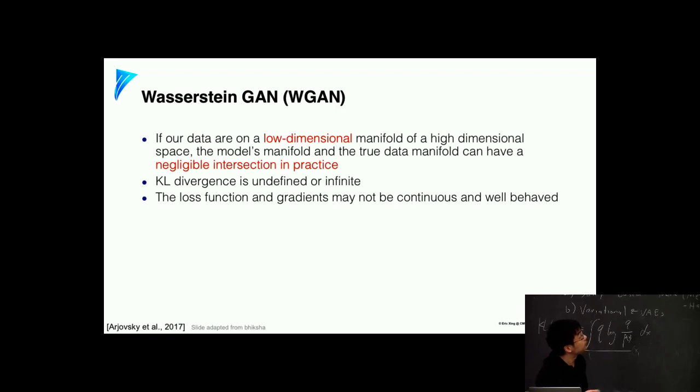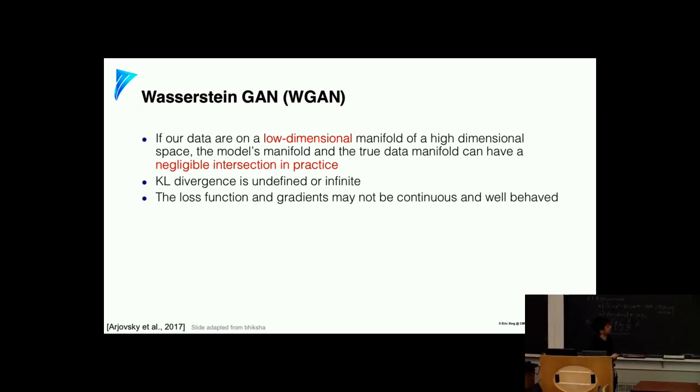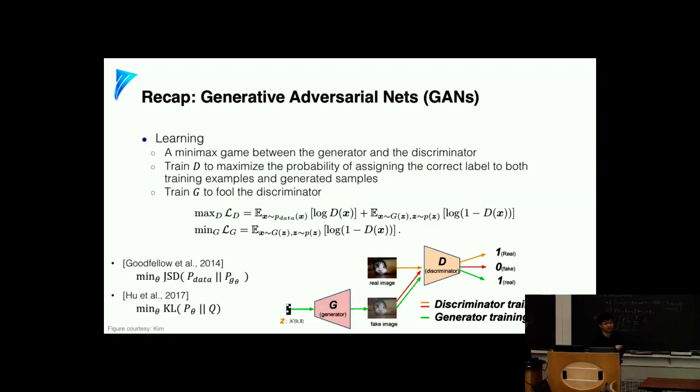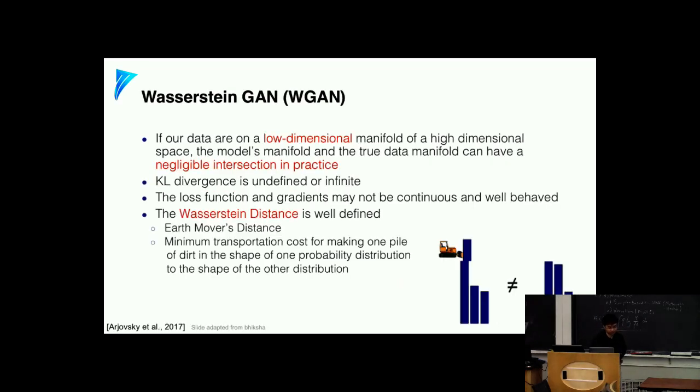Yeah, so with this undefined KL divergence, the resulting loss function can also be undefined. So this is the case of the vanilla GAN model, where both the KL divergence and the Jensen-Shannon divergence are defined in terms of KL divergence. So how should we address this problem?